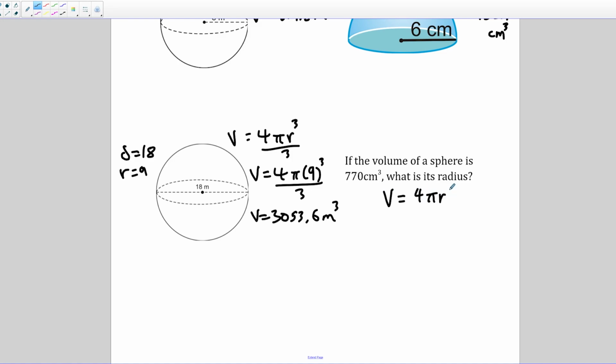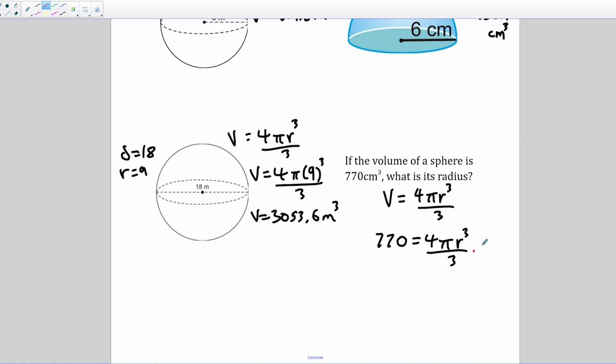So for this question on the bottom right, I'm going to go ahead and start with my formula, 4 pi r cubed over 3. And we need to substitute in all of our known values. So in this case, our 770 is our volume. So 770 is equal to 4 pi r cubed over 3.